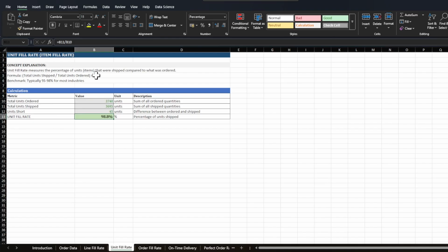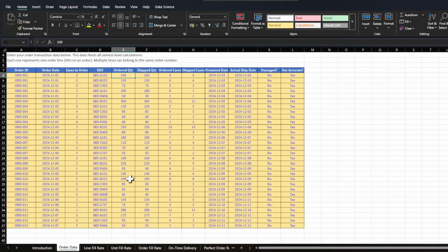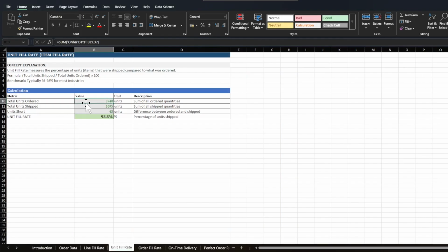The unit fill rate measures the percentage of unit items that were shipped compared to what was ordered. So here in our order data input sheet, earlier we were checking the SKUs, but now we are going to talk about order quantity irrespective of SKUs. So at an aggregated level, how much order quantity was ordered and against that how much we have shipped. If you check the unit fill rate, it will have the total units ordered and total units shipped. And then we are just checking how much is the difference between order and shipped.